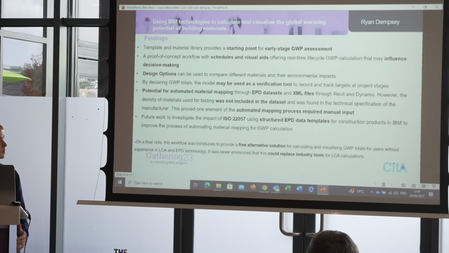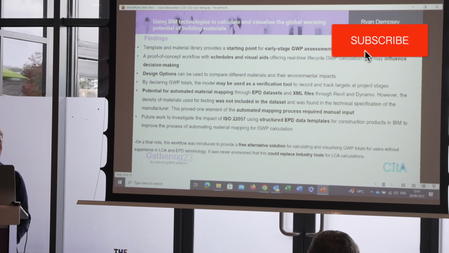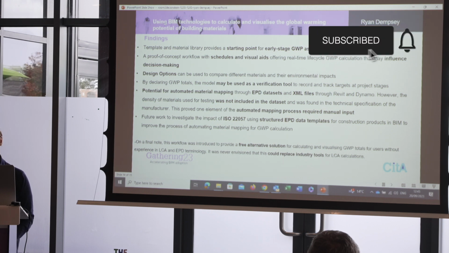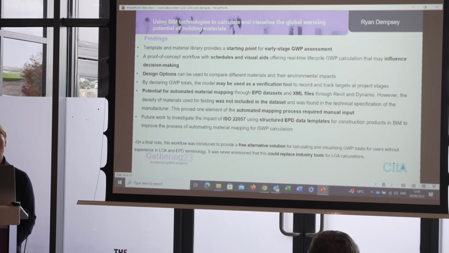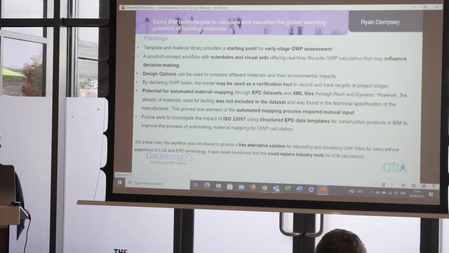However, as I said, the density of materials wasn't included, and I had to get this from technical specifications. So unfortunately, one element of it wasn't automated as hoped. But hopefully, looking at future work to investigate the impacts of ISO 22057, which is using structured EPD data templates, this may improve the process of automated material mapping. And also, there are really interesting studies in Estonia in particular of how IFC models can be used for calculating GWP. So there's a whole area where hopefully you wouldn't even need Revit to calculate it.